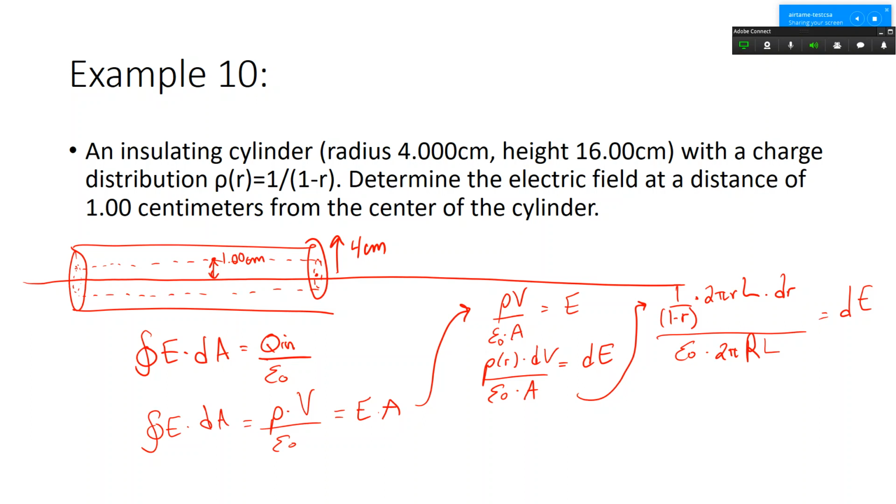Now I just need to integrate this. So the integral of dE is just E, and I can take out all my constants. Well, 2 pi is going to cancel out. My L is going to cancel out. It's going to be r over 1 minus r dr, and that's the integral. And I can take out my only constant, which is epsilon naught.